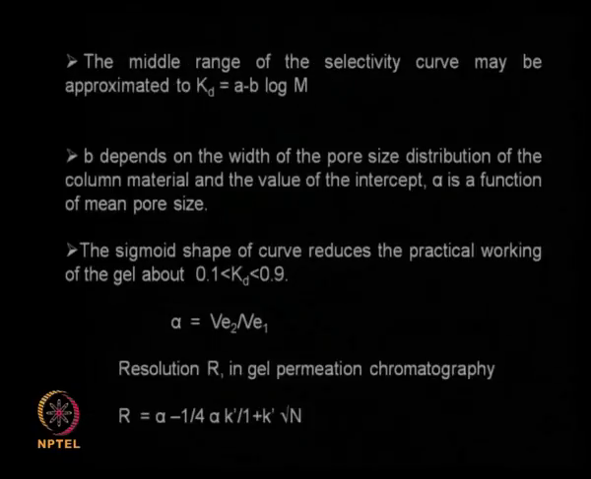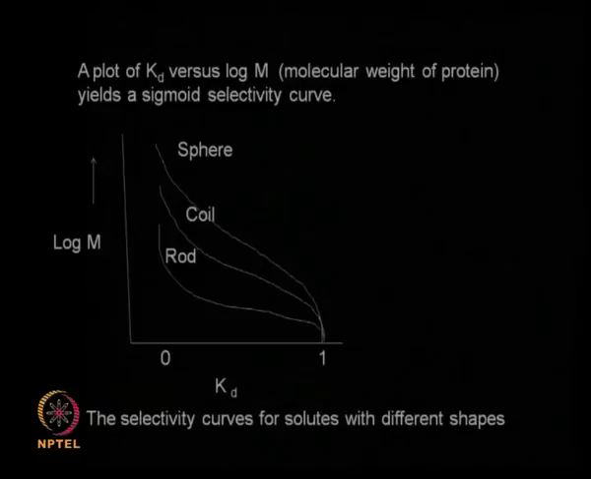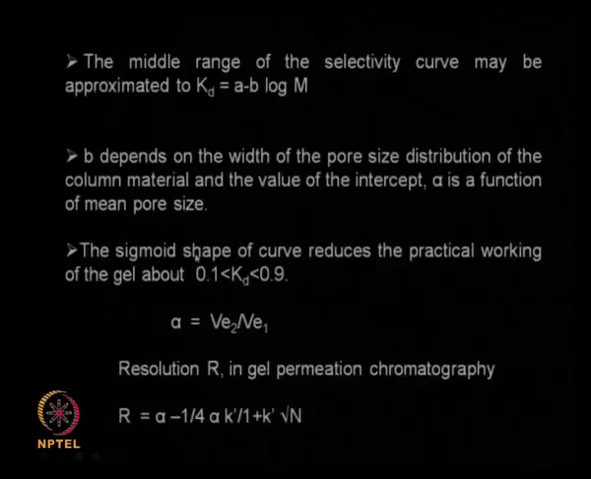So generally we can take the middle range, which looks quite linear, okay. In this range you can develop a relationship between log m and Kd of this form, Kd equal to a minus b log m, okay. So this is a linear relationship, and we can calculate a and b if you have a certain standard graph.